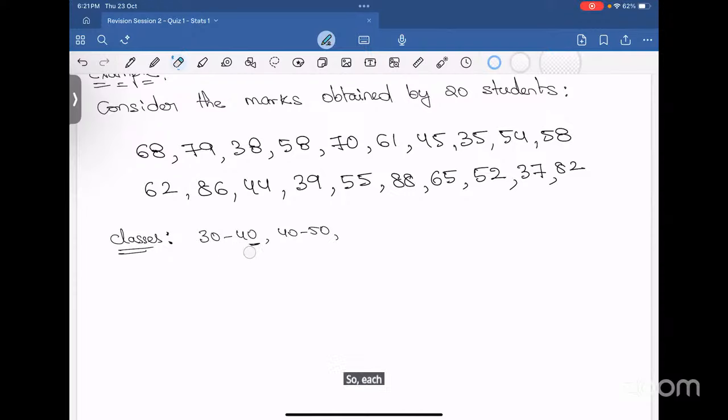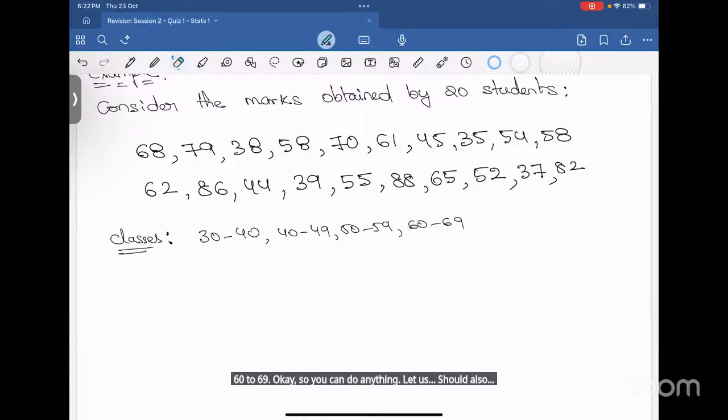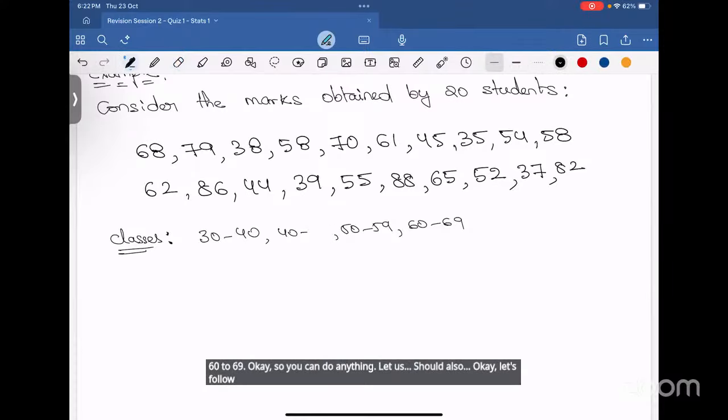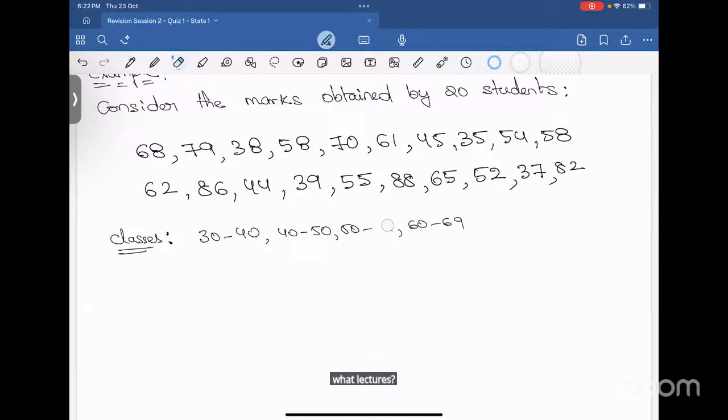So each class contains from the leftmost point to one less than the rightmost value of that particular interval or class. You can think of it like that, or for better clarity, you can divide your classes like 30 to 39, 40 to 49, 50 to 59, 60 to 69. You can do anything, but let's follow what ma'am followed in the lectures.